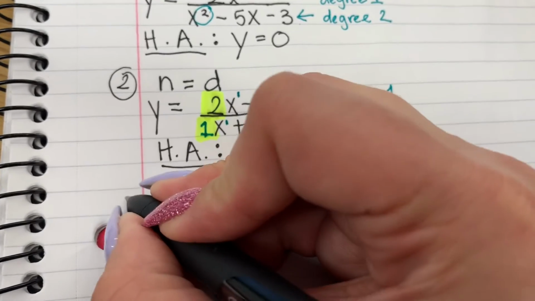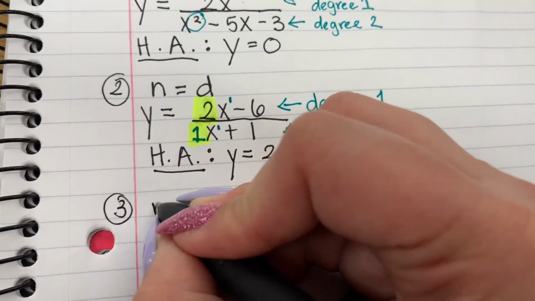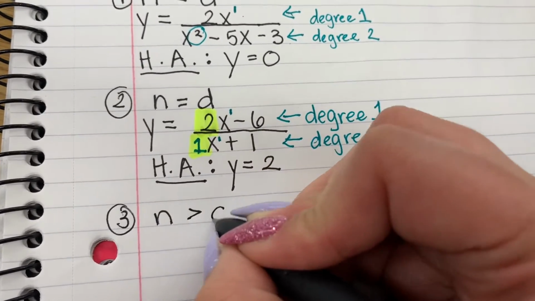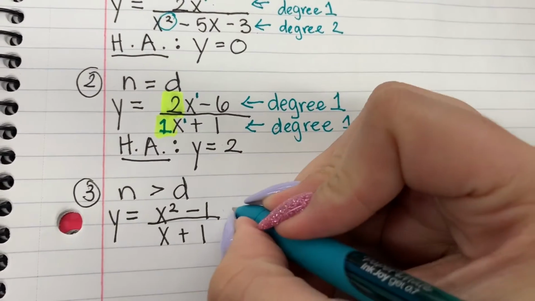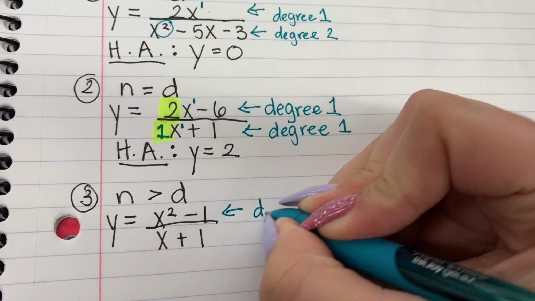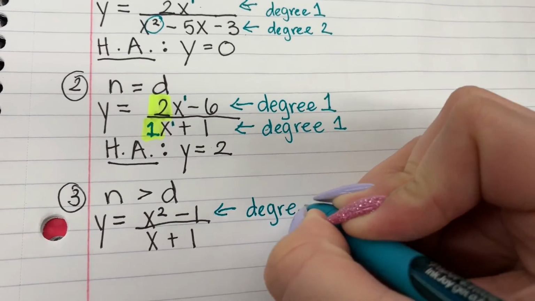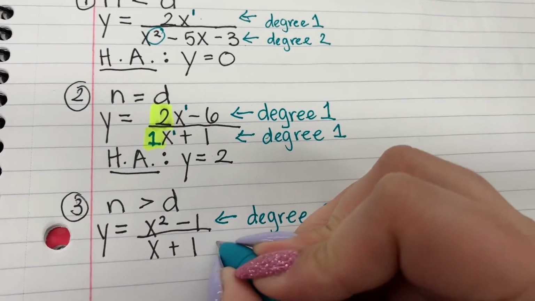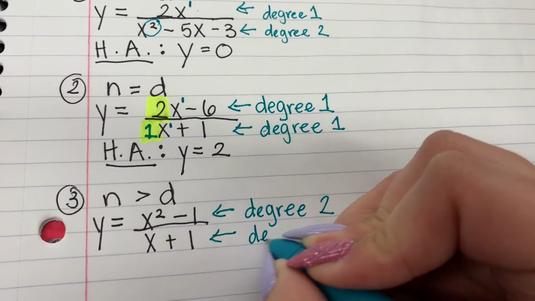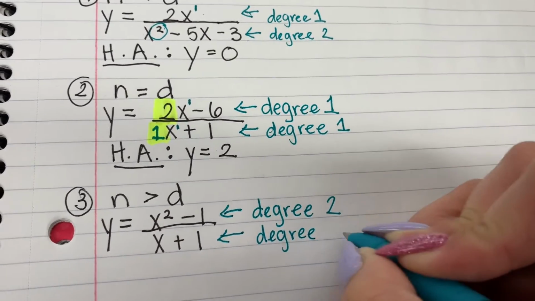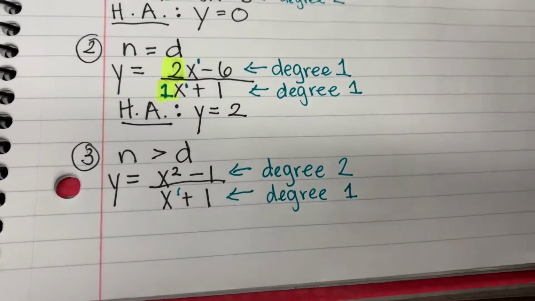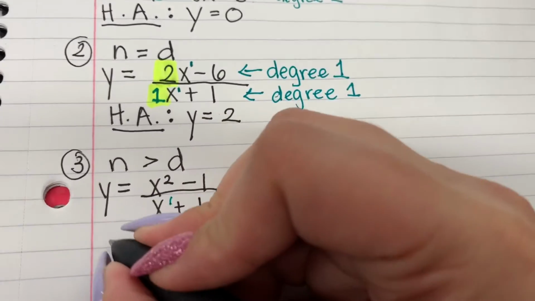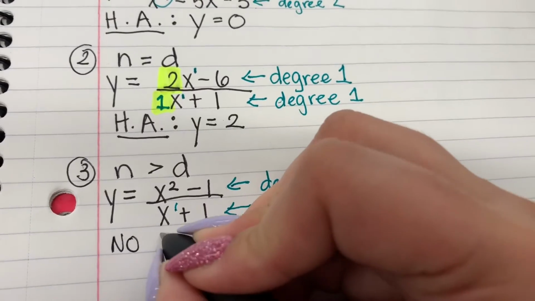The last option that you can have is if the numerator's degree is larger than, greater than, the denominator's degree. So when we look at this example, we see that the numerator is degree 2, it's a quadratic binomial, and the denominator is degree 1 because you have a linear binomial. So when this happens, you have no horizontal asymptote. You have what's called a slant asymptote. You only talk about slant asymptotes past algebra 2.